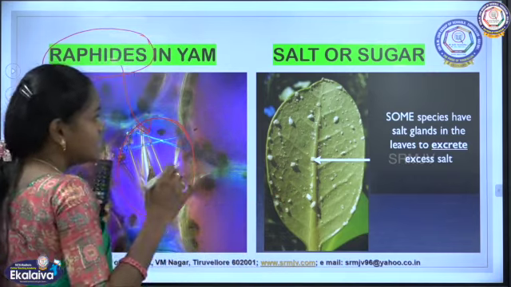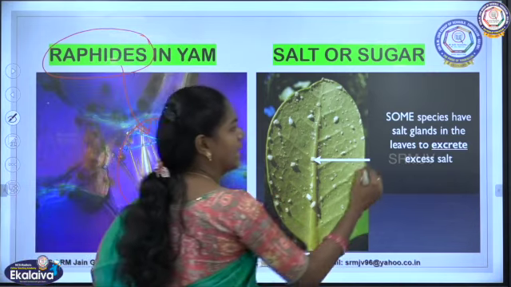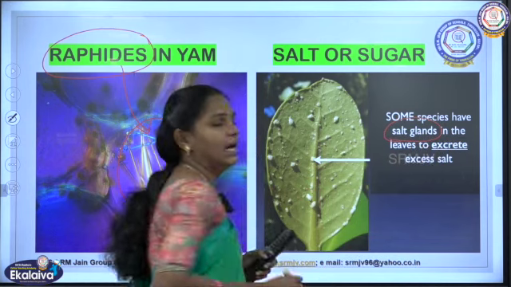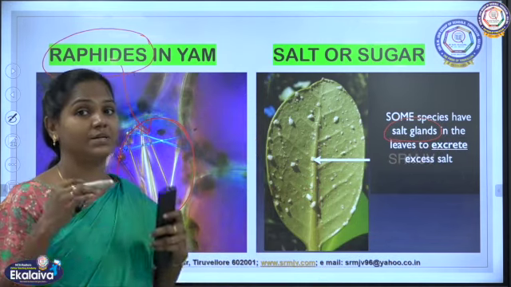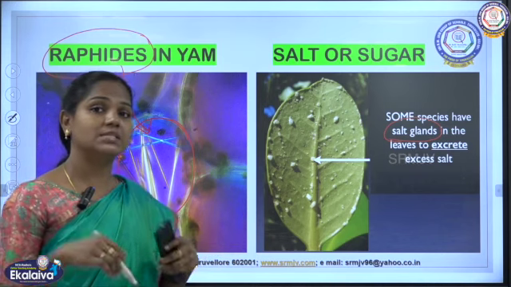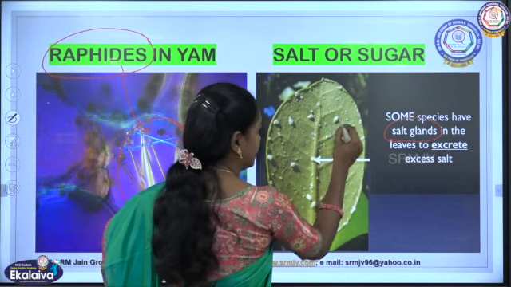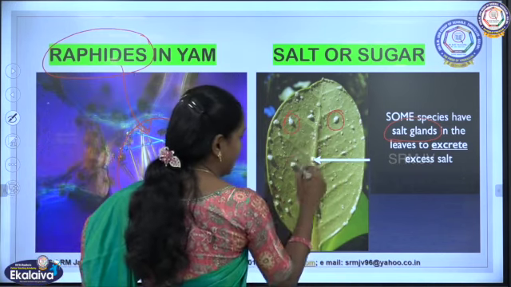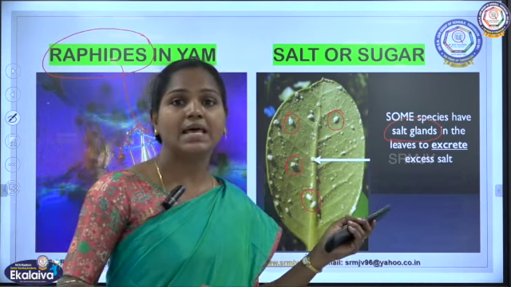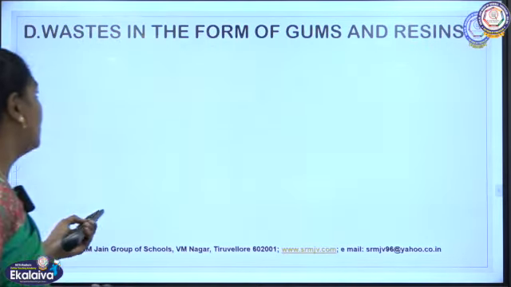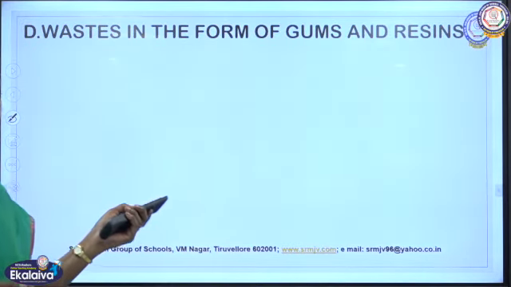Then in some plants, they will have some salt glands in their leaf parts. Excess salt present in the plant, even sugar, will be excreted out. You can see these deposited salts which are excreted out of this leaf. So this is how they get rid of that solid waste.